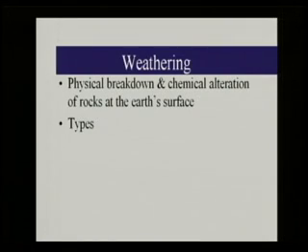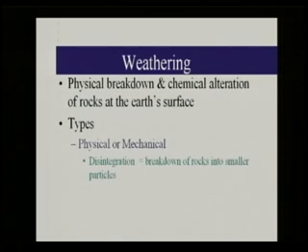Weathering is the physical breakdown and chemical alteration of rocks at the Earth's surface. So, as you might suspect from that definition, we have two main types of weathering: physical weathering and chemical weathering. Physical, sometimes referred to as mechanical weathering, is disintegration. This is the breakdown of rocks into smaller particles.